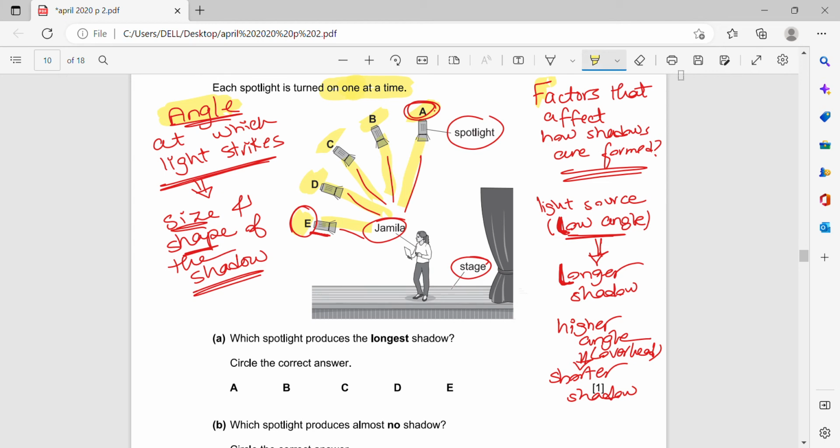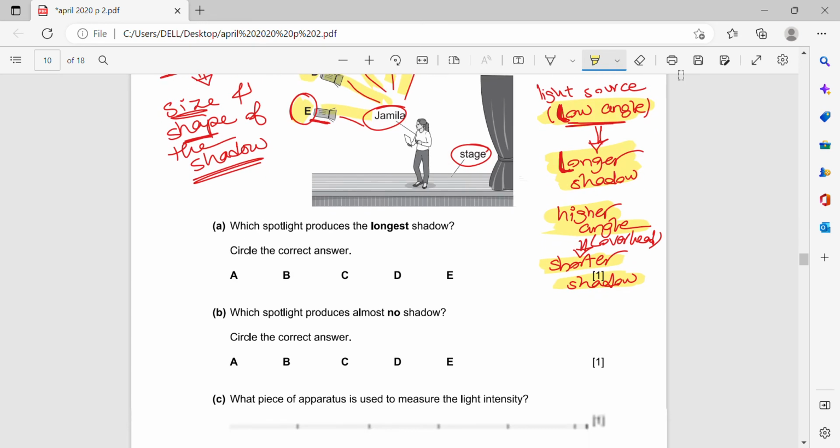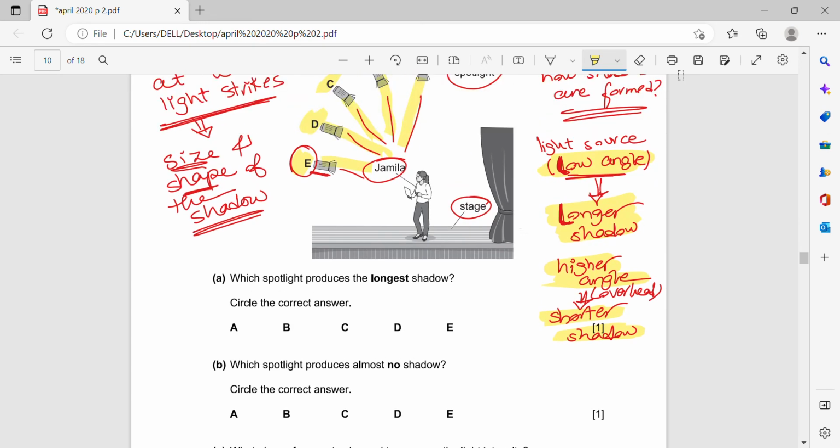عندنا the angle at which the light strikes the object. كل ما كان ال angle low angle كل ما كان عندي longer shadow، ولو عندي higher angle أو overhead هيبقى عندي shorter shadow. كده نقدر نجاوب على السؤال. طيب which spotlight produces the longest shadow؟ قلنا longest shadow يبقى عندي at low angle، يبقى the answer is E. وقال لي هنا circle the correct answer, so the answer is E.